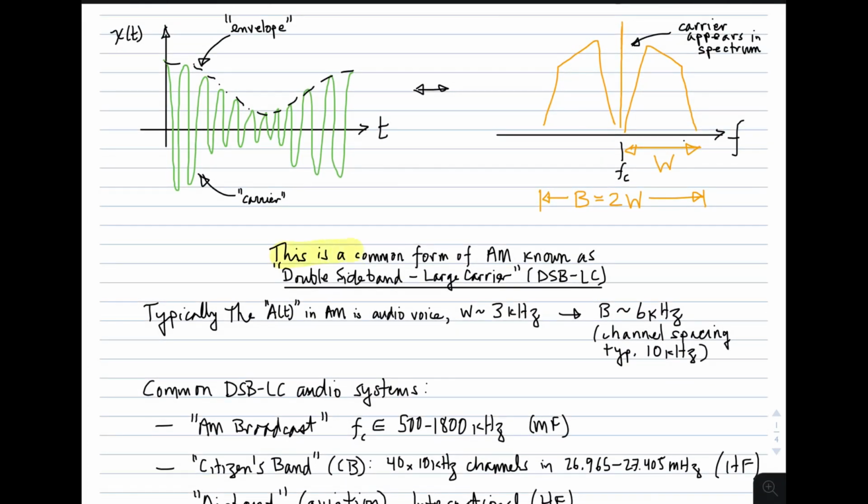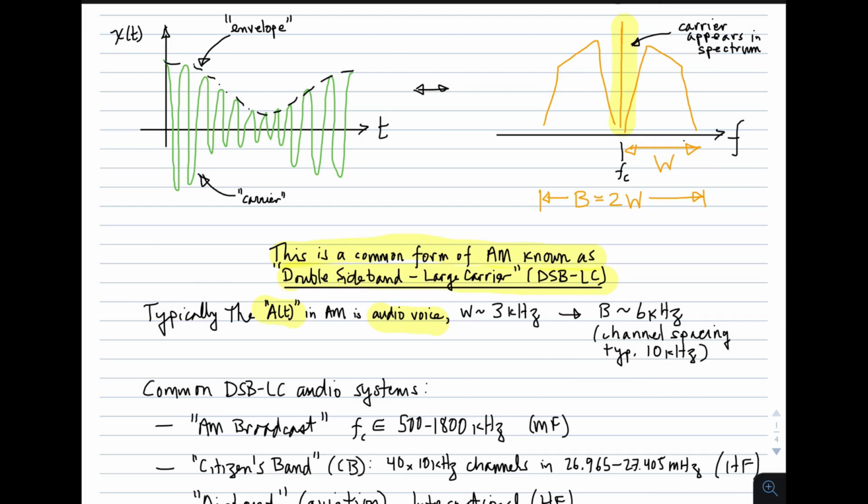So this is a common form of amplitude modulation known as double sideband large carrier. People use different acronyms for this, but generally DSB, and then sometimes the -LC to indicate that the carrier is still present. Typically the message waveform in AM, a(t), is audio voice. That's not the only possibility, but that accounts for many, perhaps most AM applications.